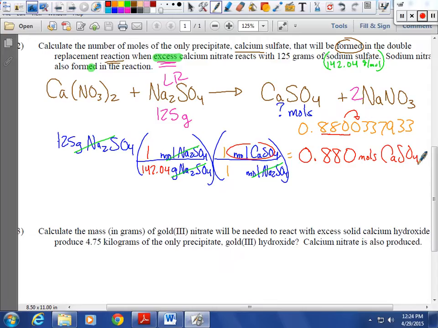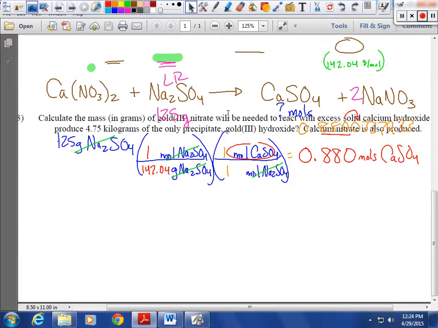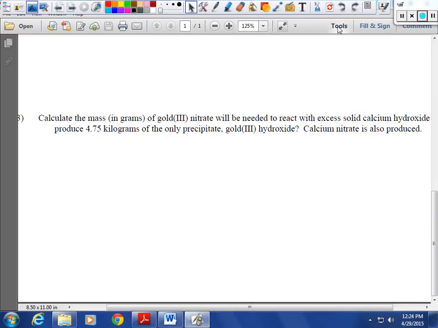Let's look at the next one. See if you can write the balanced equation for that reaction. Okay. All right, so we need a balanced equation. So it says calculate the mass in grams of gold-3 nitrate, and you have to read how it's worded. That will be needed to react with. So that tells me that gold-3 nitrate is a reactant.